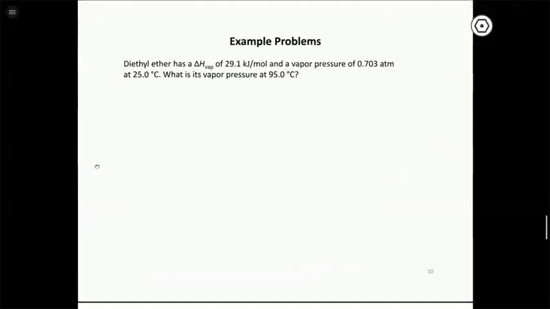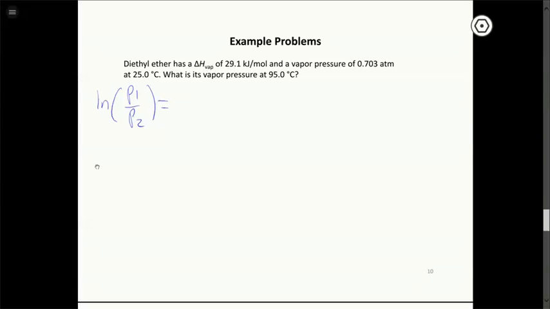So let's say, go back to that substance diethyl ether that we just talked about. It has a delta H of vaporization of 29.1 kilojoules per mole and a vapor pressure of 0.703 atmospheres at room temperature, 25 Celsius. What is this vapor pressure if we heat it up all the way to 95 degrees Celsius? Okay, so we're going to use this equation to calculate the new vapor pressure. Natural log of P1 over P2 is equal to the enthalpy of vaporization divided by R times 1 over T2 minus 1 over T1.